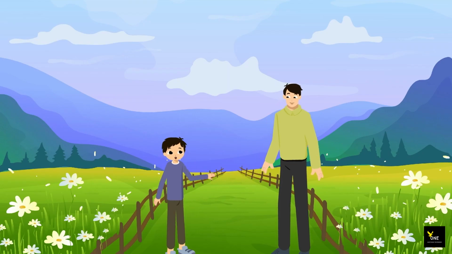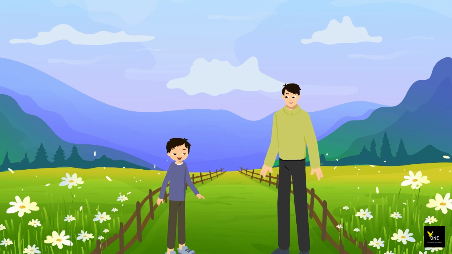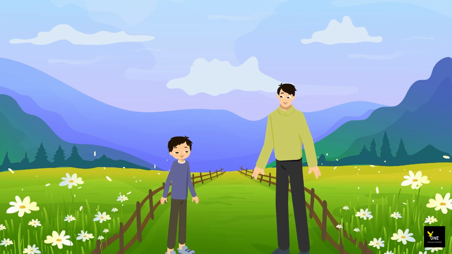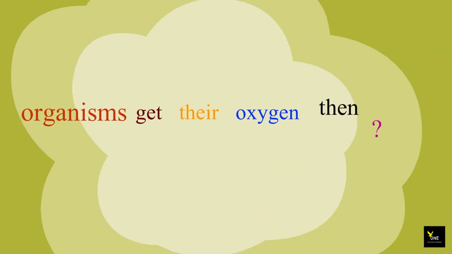This is very interesting, Dad. But I have a question. You said that the water will take the place of the air in the soil. But what if it rains, Dad? How do these organisms get their oxygen then?